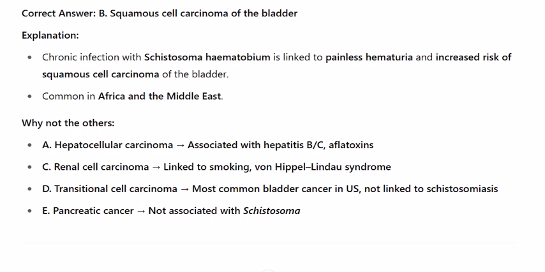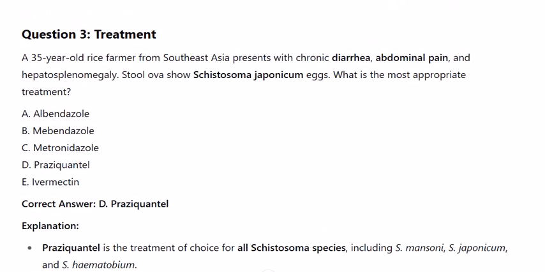Question 3. Treatment. A 35-year-old rice farmer from Southeast Asia presents with chronic diarrhea, abdominal pain, and hepatosplenomegaly. Stool ova show Schistosoma japonicum eggs. What is the most appropriate treatment? A. Albendazole. B. Mebendazole. C. Metronidazole. D. Praziquantel. E. Ivermectin.